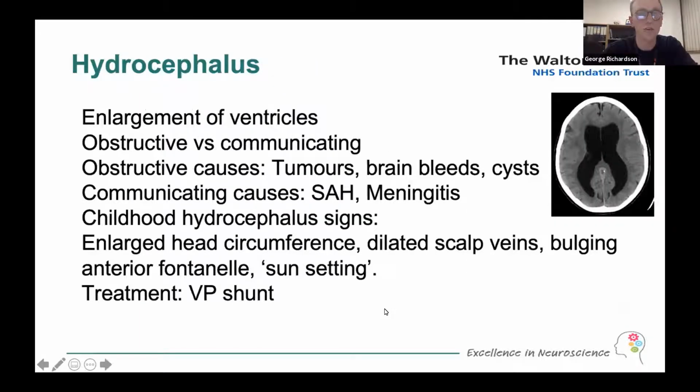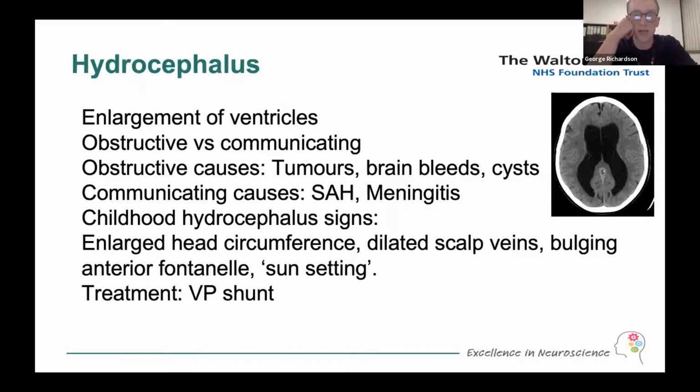Hydrocephalus, quite simply put, is an enlargement of the ventricles. Classically, it's broken down into two different types. You can either have obstructive or communicating. So the obstructive causes are typically tumors, brain bleeds, or cysts. And then the communicating causes are subarachnoid hemorrhage and meningitis, and those are the main ones to know.